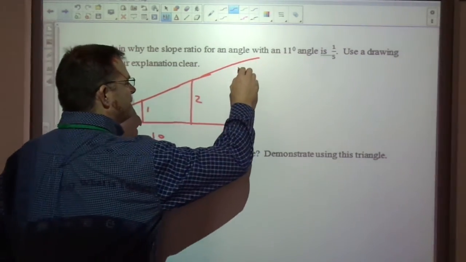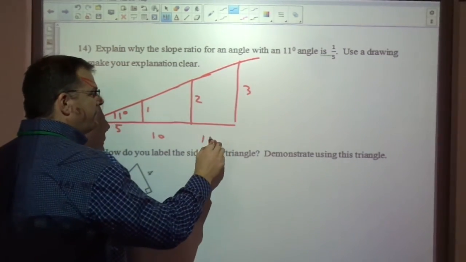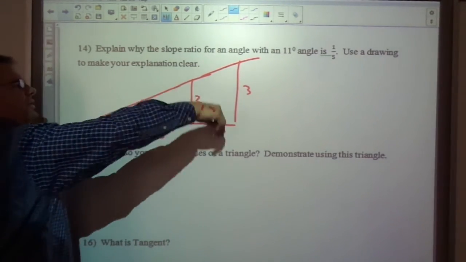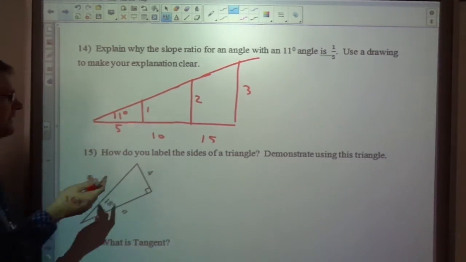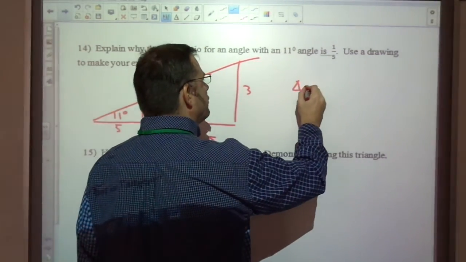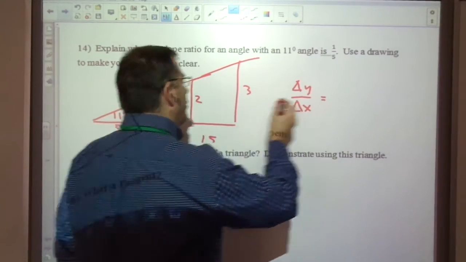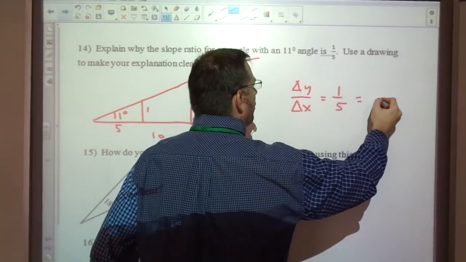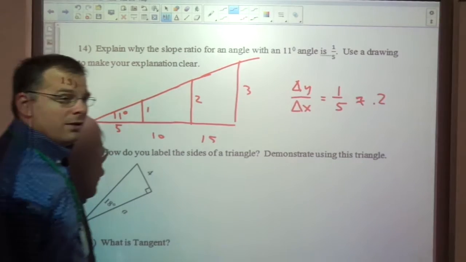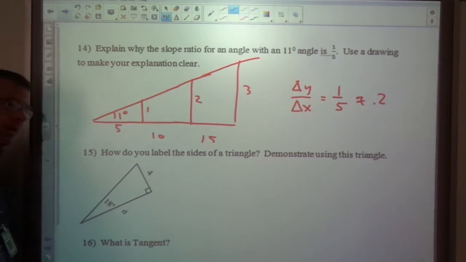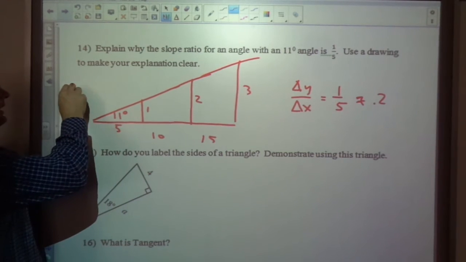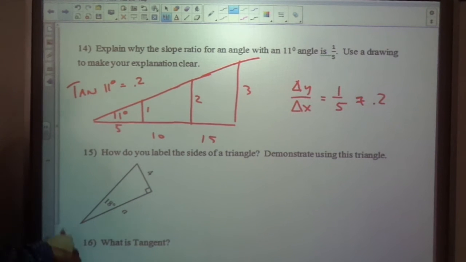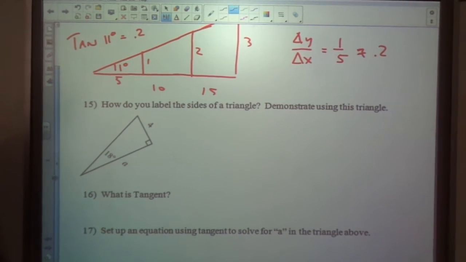Again, in the ratio of 1 to 5. There's going to be another one up here someplace that's going to go up 3 and over 15. Every place I draw a triangle, even if I did them here, they would all be fractions or decimals of those things, but they would all reduce to the same ratio. The ratio of change in y over change in x, when this is at 11 degrees, is always the same. It's always 1 over 5, or roughly 0.2. That's why when I hit the tangent button on the calculator and say tangent of 11, it'll tell me 0.2 or 0.194, because that's always going to be the case.